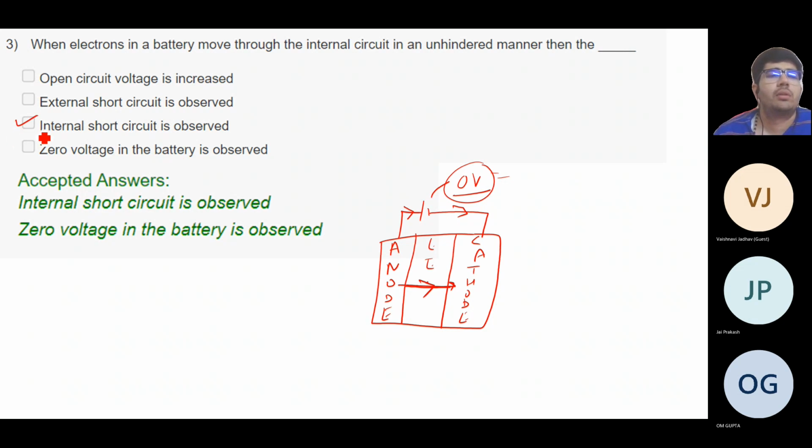So options C and D are correct. Open circuit voltage is increased. It is wrong, because there will be no voltage from the circuit, because the circuit is complete but there is a short circuit between the anode and cathode. The external short circuit is observed option is wrong because there is no external short circuit, because internally anode and cathode are in contact. Option A is wrong, B is wrong.